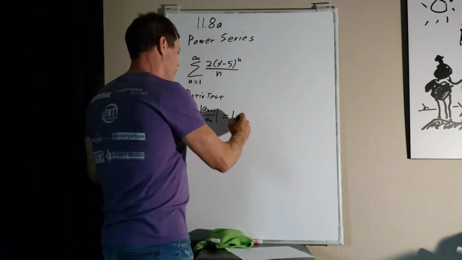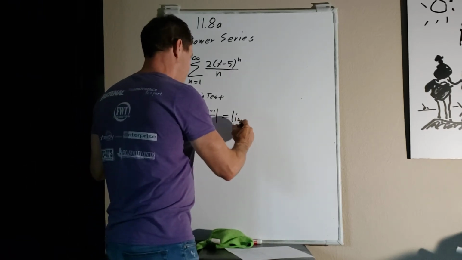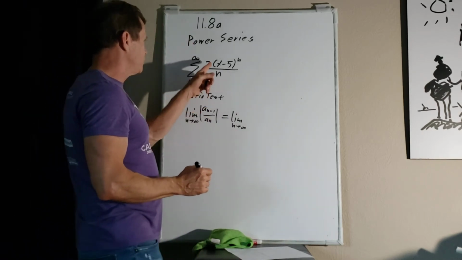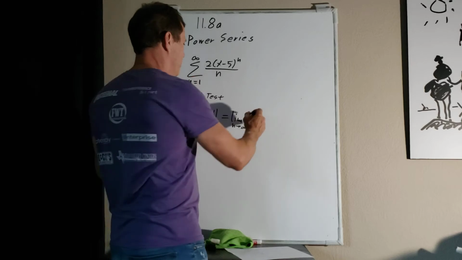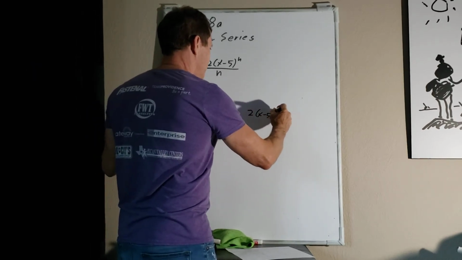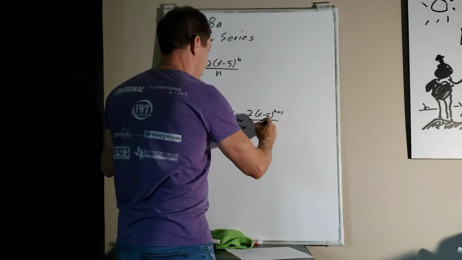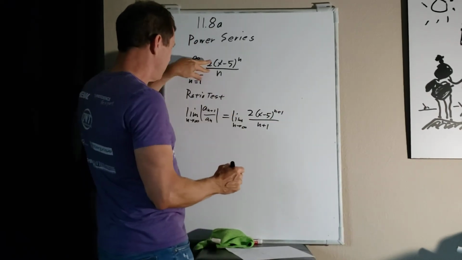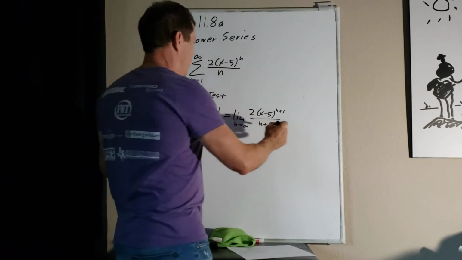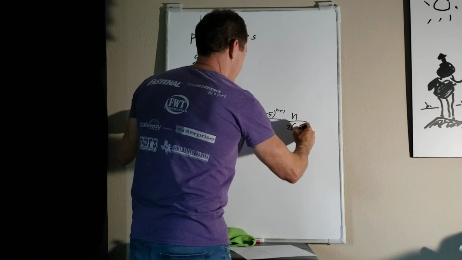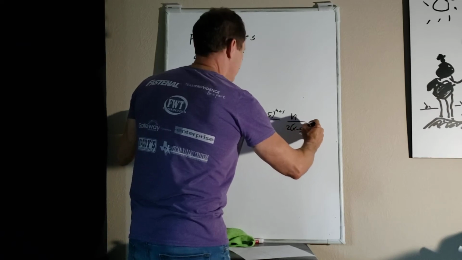Okay, let's look at that. So we've got the limit as n goes to infinity of a sub n plus 1, because I've got to put an n plus 1 in these two spots. So it's going to be (2 times (x minus 5)) to the n plus 1, over n plus 1. And then I've got to divide by this guy, so that means I'm going to flip it. And so then I'm going to get n over (2 times (x minus 5)) to the n.